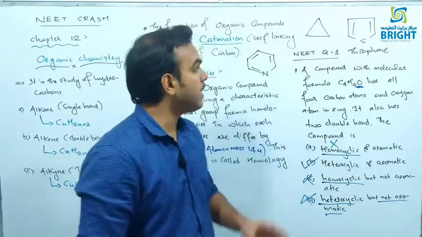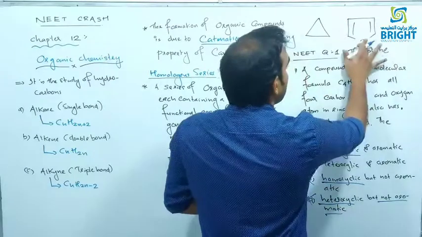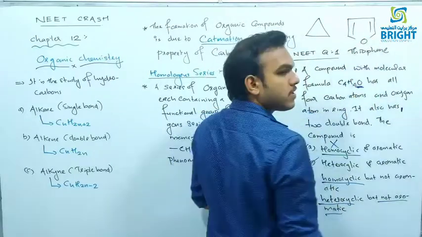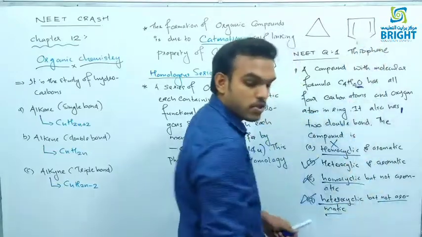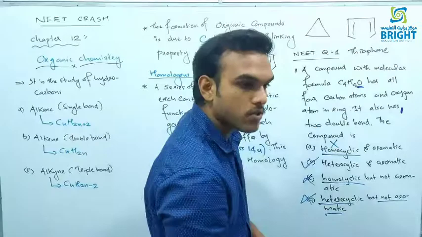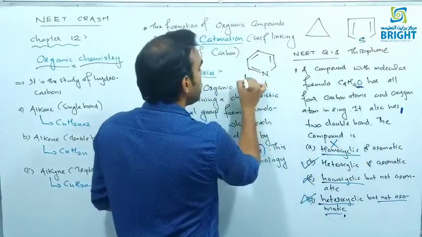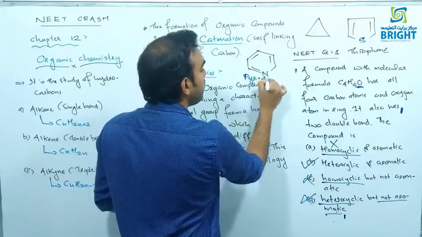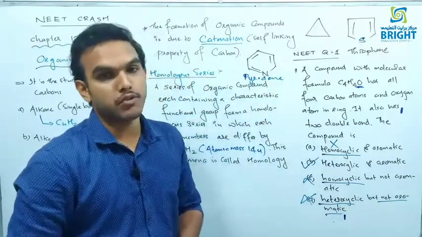For heterocyclic compounds, keep the examples with you. The first one I said is furan. Furan means this consists of 1 oxygen. And the same thing, if instead of this oxygen you have sulfur, it is known as thiophene, and this one is known as pyridine. Is that clear? These are the examples of heterocyclic compounds.